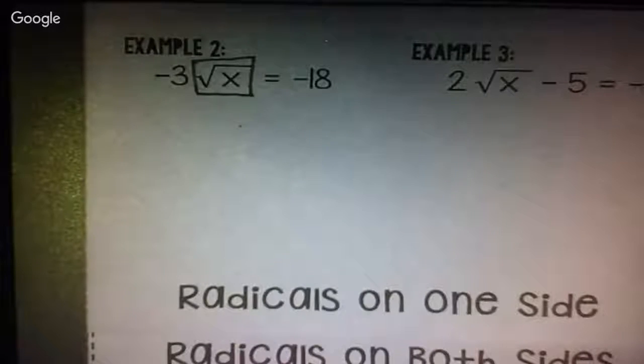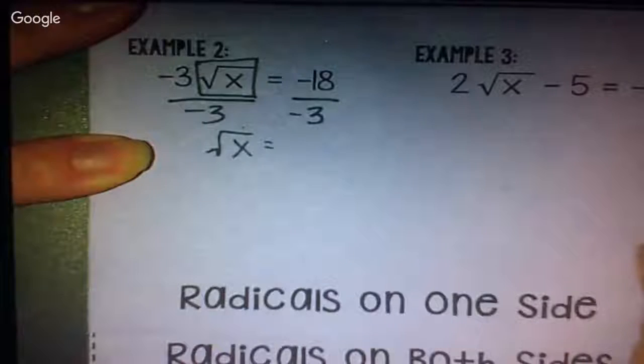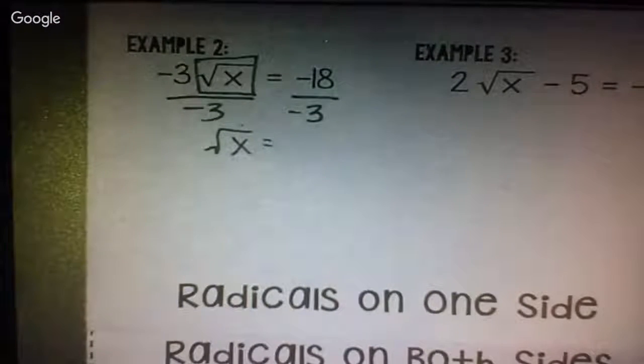Example number 2. Again, my first goal is to get my radical all by itself. So what's outside of my radical? -3. What's happening if it's just hanging out in front of the radical? It's multiplied. So how do I get rid of it then? Divide by -3. Could it be +3 or no? It's going to be a negative because that negative sign's there. However, on the right-hand side, I'm dividing a negative by a negative, which means my answer is going to come out to be a positive 6.